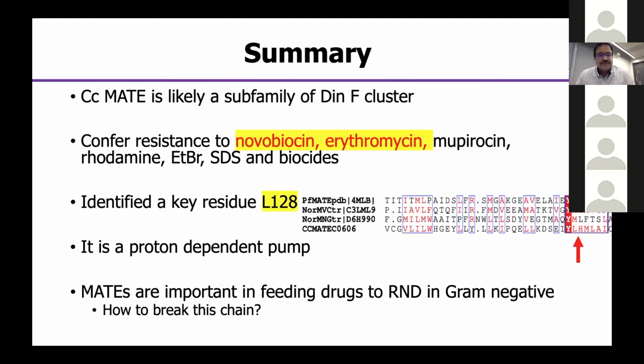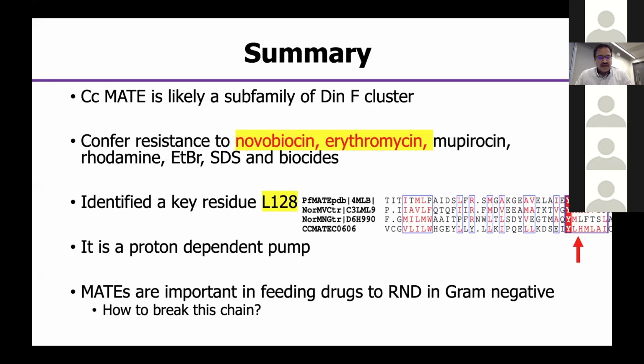Just to summarize, our E. coli MAT does not have many of the conserved domains. It could be a subfamily of the DinF cluster. We noticed that it conferred high-level resistance to novobiocin as well as the macrolide erythromycin. And we identified the key residue, which hasn't been characterized in any of the MATs earlier, the leucine close to the tyrosine, which could be a potential drug binding pocket in this group of MAT transporters. And our data indicate these are proton-dependent transporters.